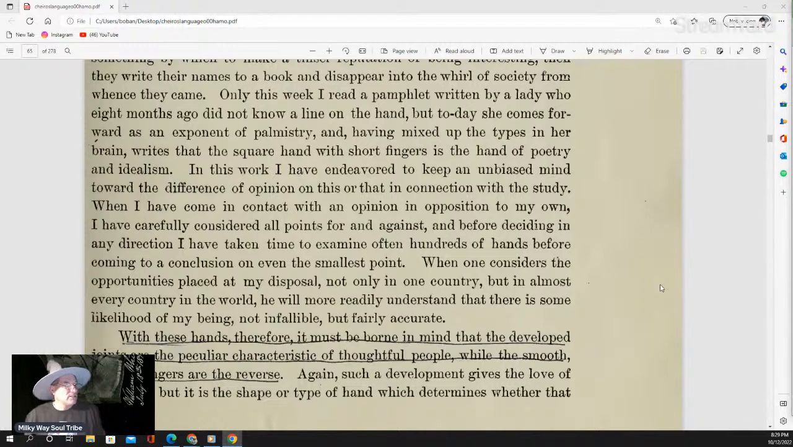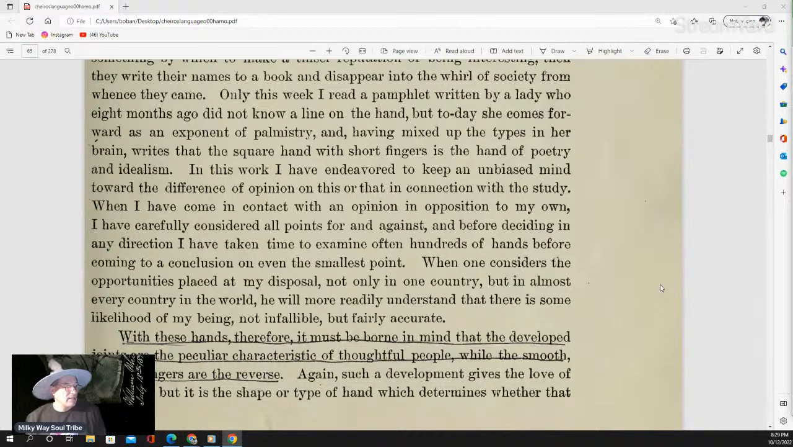When one considers the opportunity placed at my disposal, not only in one country, but in almost every country in the world, he will more readily understand that there is some likelihood of my being, not infallible, but fairly accurate. With these hands, therefore, it must be borne in mind that the developed joints are the particular characteristics of thoughtful people, while the smooth pointed fingers are the reverse.